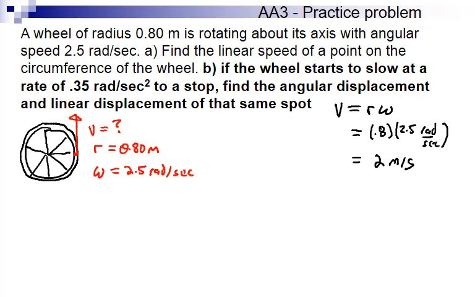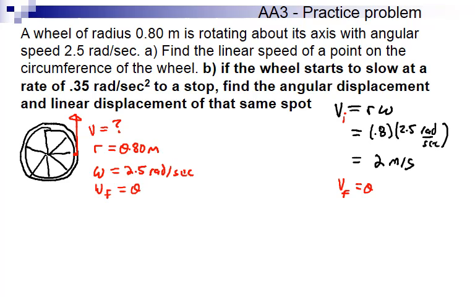Okay, so if the wheel starts to slow at a rate of 0.35 radians per second squared to a stop, find the angular displacement and the linear displacement of that same spot. So what I want you to do is go ahead and try this with the things that you know now, give it your best shot here, and then hit play when you're ready to continue. So go ahead and hit pause, and then you can try it.